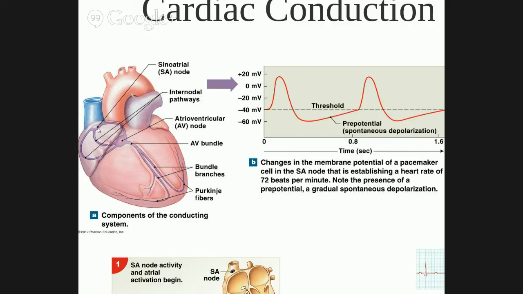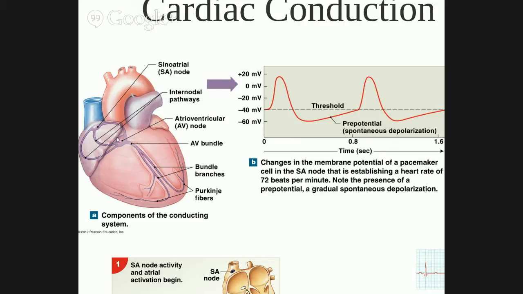The SA node connects to other cells in the atrial wall, not just in the internodal pathways, but really all of the atrial wall, all the way through to the other side. So both atria are directly connected into the SA node. When it fires off an action potential, that action potential propagates through all of both atrial walls. And with the action potential, you're going to get contraction of those muscles.